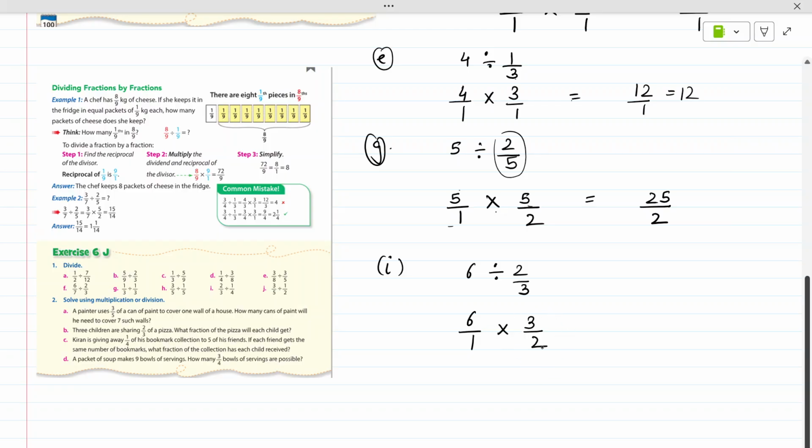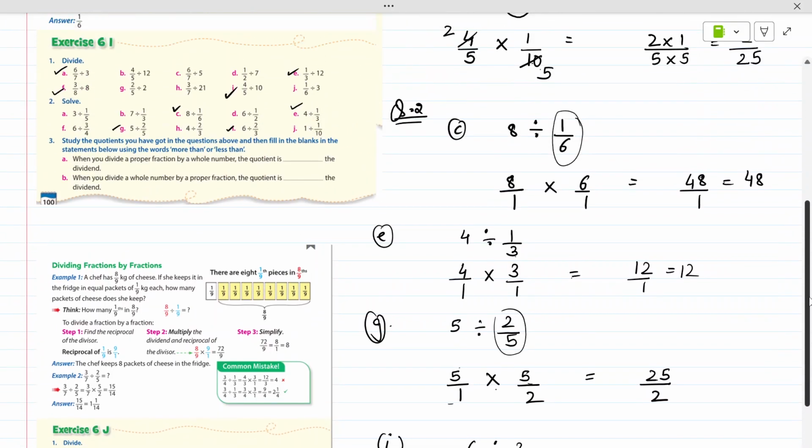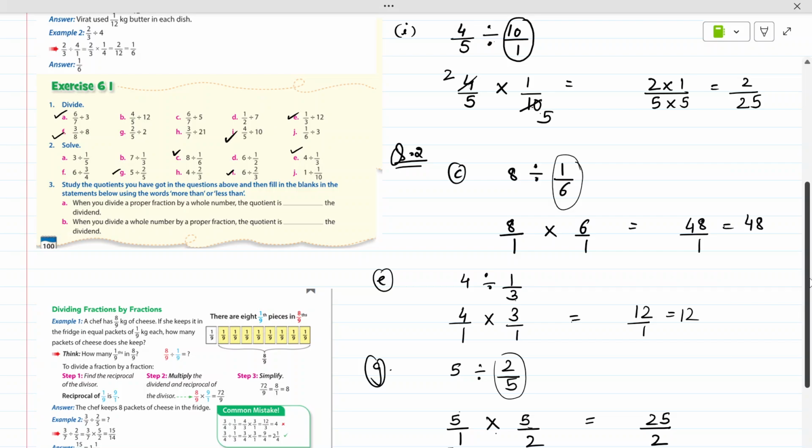6 and 2 have 2 as a common factor. 2 into 1, 2 into 3. So in the numerator, we have 3 into 3. This 3 and this 3, 9. In the denominator, 1 and 1, which is 1. So we'll get the answer as 9. Okay. So kids, I feel now you should understand all this concept, and if you have any questions, you can always ask me.